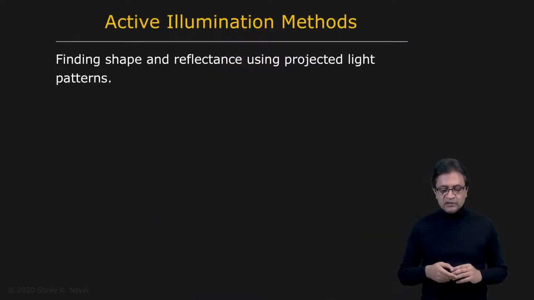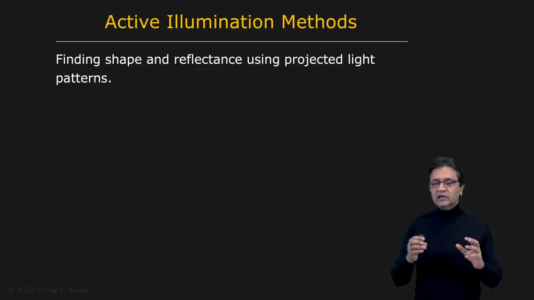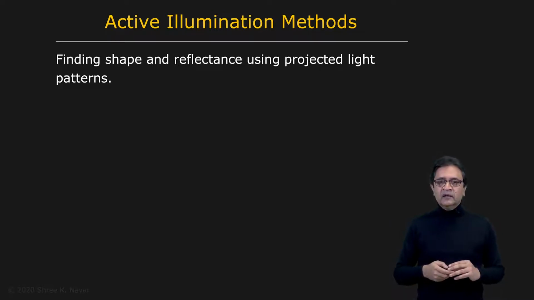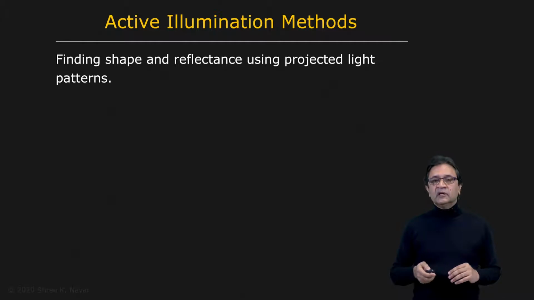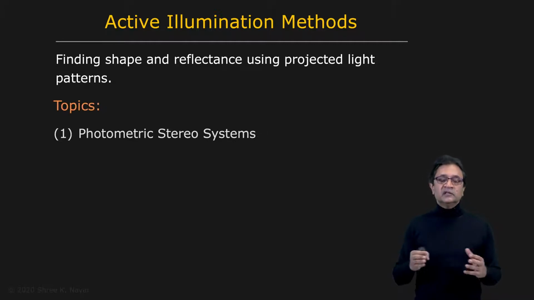So in this lecture, what we're going to do is talk about a variety of active illumination techniques, and in particular, our goal will be to focus on ones that seek to extract the three-dimensional shape and reflectance properties of objects in the scene.